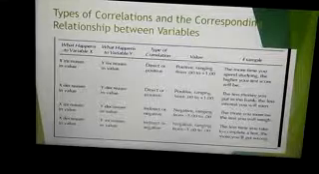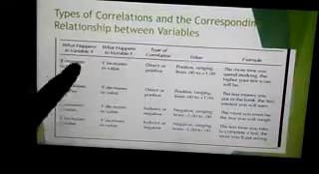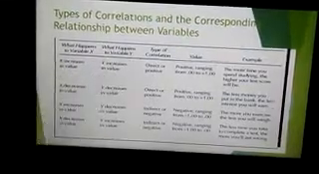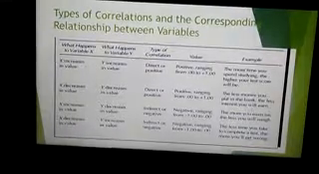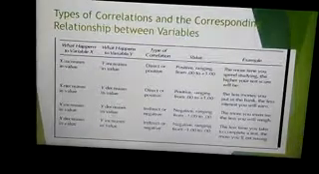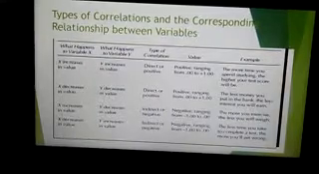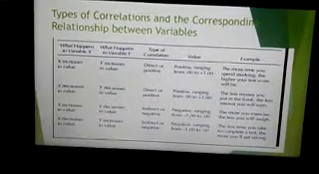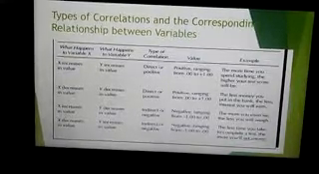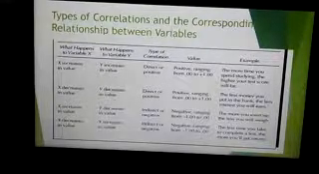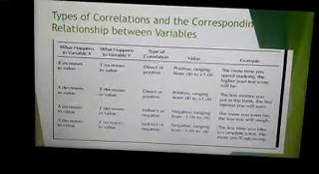Here are the types of correlations and the corresponding relationship between variables. What happens to variable x? What happens to variable y? Type of correlation, value, and example. Let's discuss this one by one. If x increases in value and y also increases in value, therefore the type of correlation is positive or direct. Its correlation value is positive, ranging from 0.00 to positive 1. An example is: the more time you spend studying, the higher your test score will be.